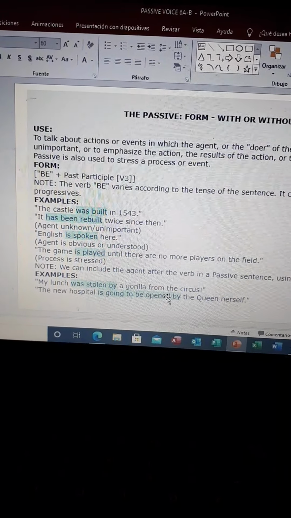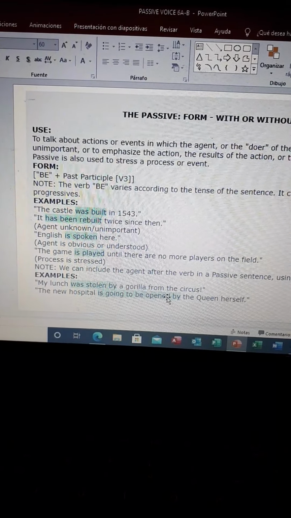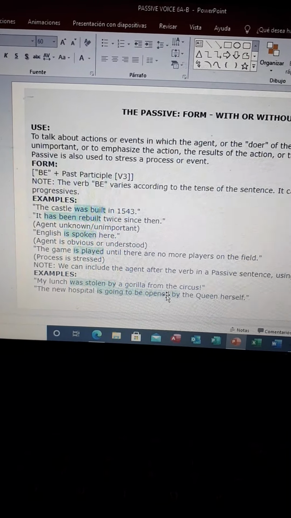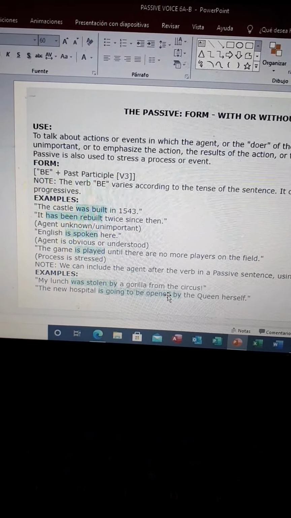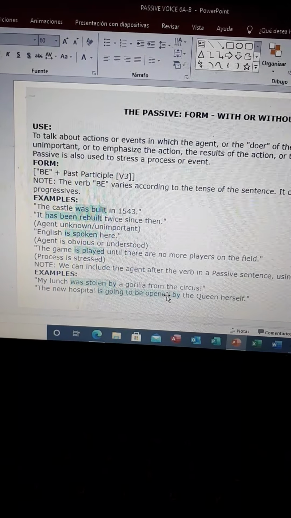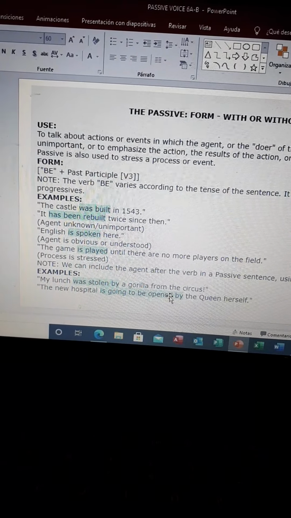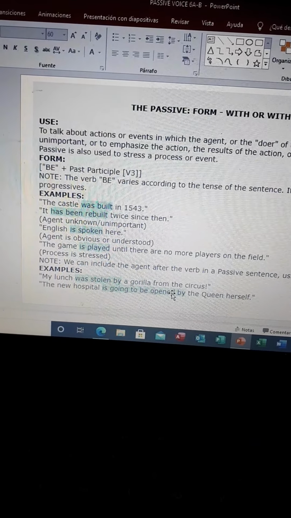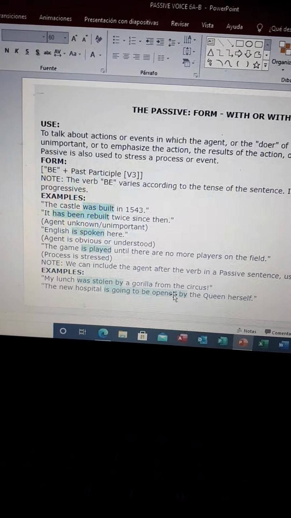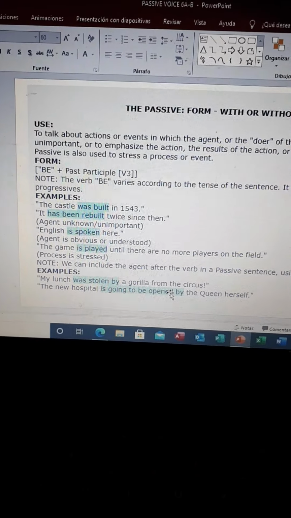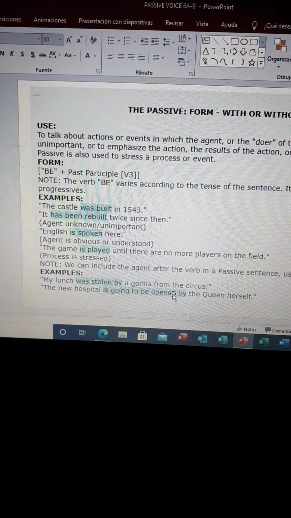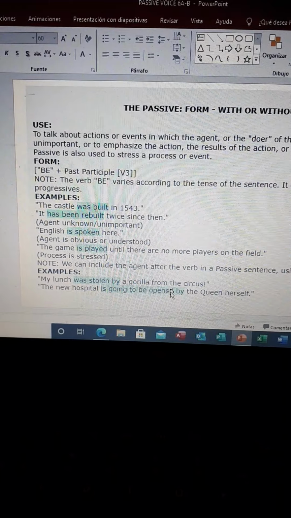For example, we have: the castle was built in 1543. We don't know who built the castle, but what is important is that it was built, okay? Was is in past, okay? Was built, okay? And the main action has to be in past participle, okay? It has been revealed twice since then. Has been revealed, okay? Has been, okay? So this is present perfect. English spoken here, okay? So is is present, okay? Spoken is in past participle, okay?